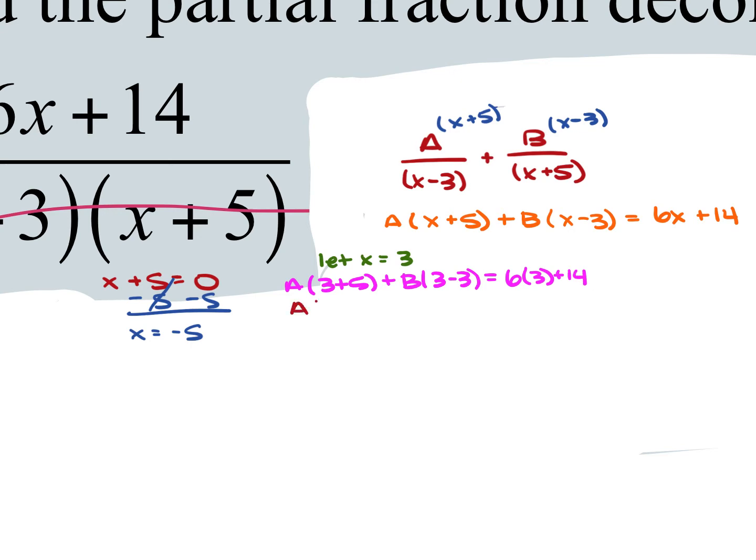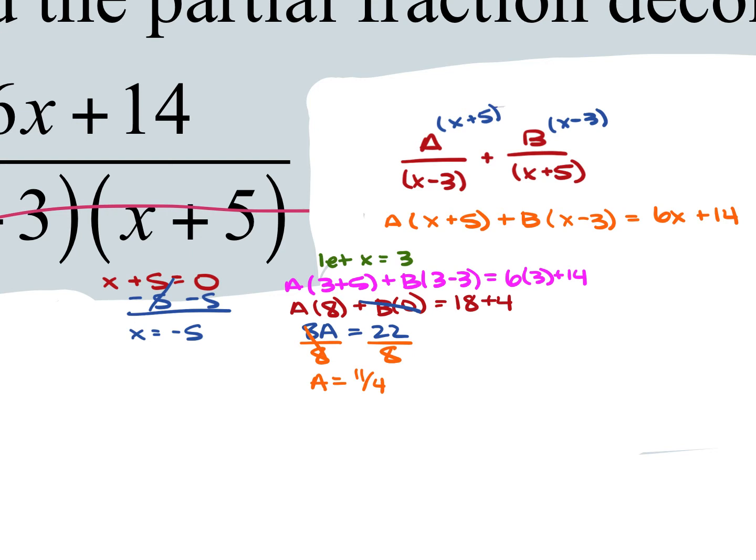Simplify this, we have a times 8 plus b times 0 is equal to 6 times 3 is 18 plus 4. From here, we're going to have a times 8 is 8a. The b times 0 cancels out. And then you have 18 plus 4, which gives us 22. Divide each side by that 8, and you get that a is 11 over 4.